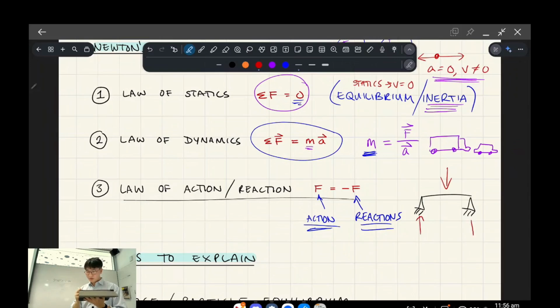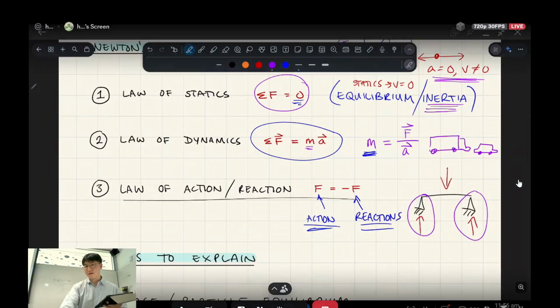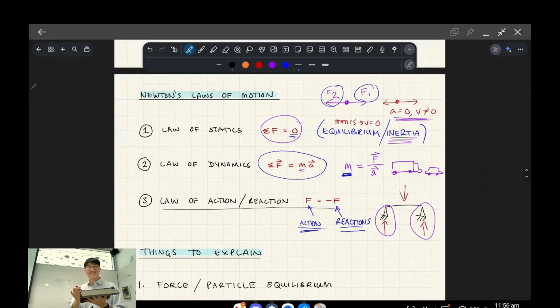You've got two supports, right? Those are the reactions. So these supports are reacting to the force, and it's keeping the system in equilibrium. Does that make sense? Sorry, I think that was a bit more abstract than I was hoping to go. But yeah.